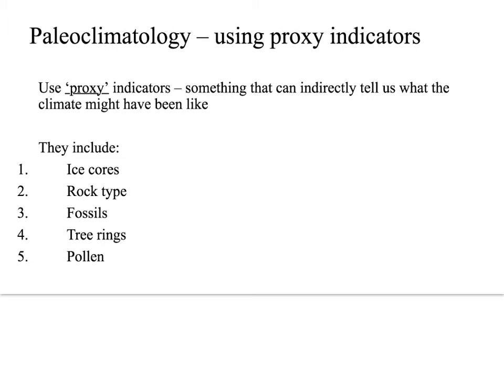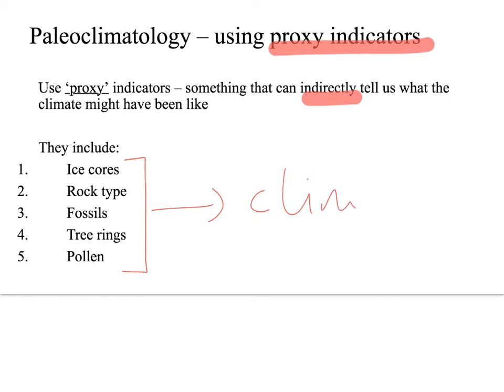Now, in order to work out what the climate was like in the past, we need to use these things called proxy indicators. Because we didn't have thermometers, we don't have satellites. A proxy indicator is something that can indirectly tell us what the climate might have been like. A few of the main ones used are ice cores, rock type, fossils, tree rings, and pollen. By studying these particular things, we can work out what the climate might have been like at a particular time.